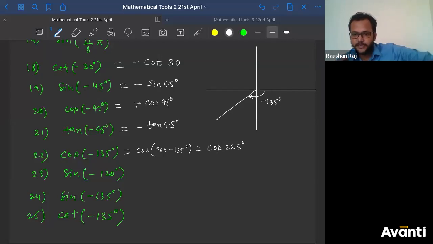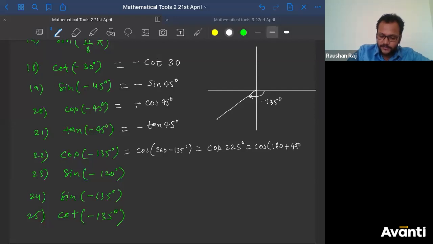Children, did you understand what I did? I have converted this into a positive angle. And now you know how to find cos 225. What is cos 225? You can write this as cos of 180 plus 45. So cos of 45, and this angle is lying in the third quadrant. Cos is negative there, so negative. So this is the answer.